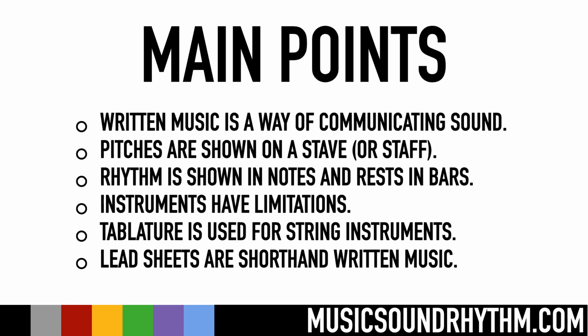So, the main points about written music are: written music is a way of communicating music to a performer. Pitches are indicated by the stave or staff. Rhythms are indicated by the type of note and rest in a cycle of beats in each bar. Different instruments have limitations in ways they play written music. Tablature is a method of communicating music using fingering and string positions, and lead sheets are a quick, shorthand method of communicating melodies and harmonies.